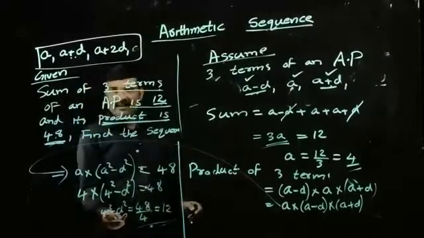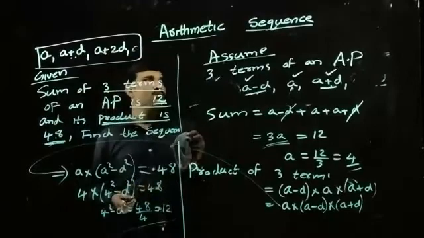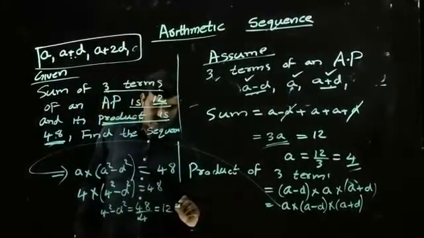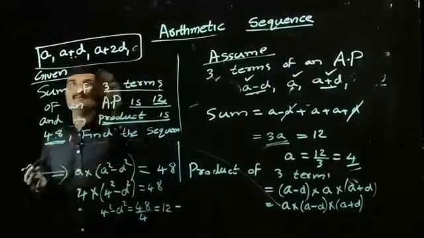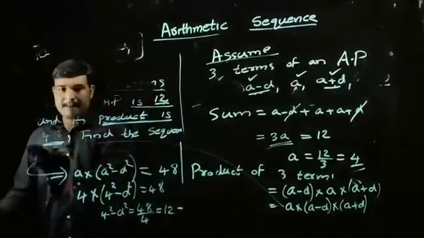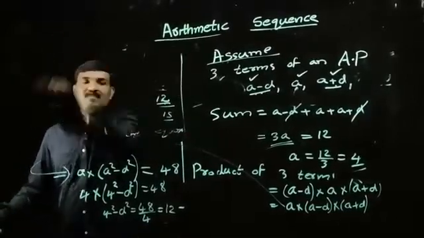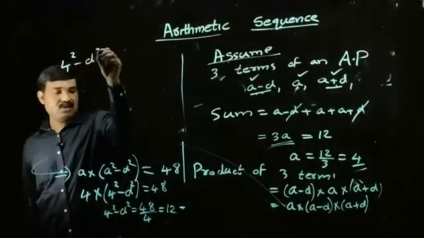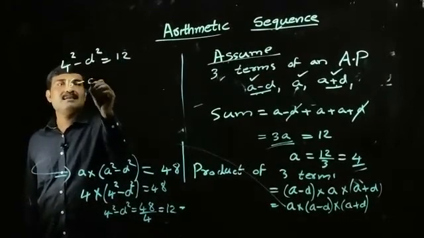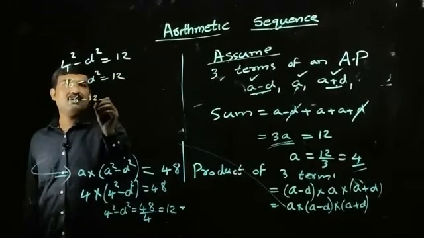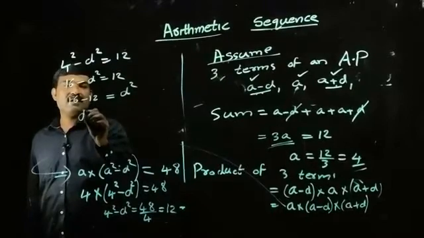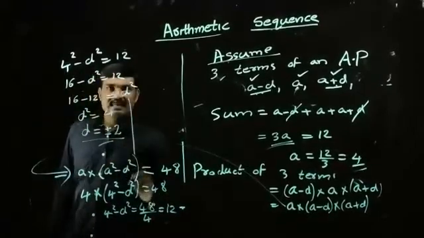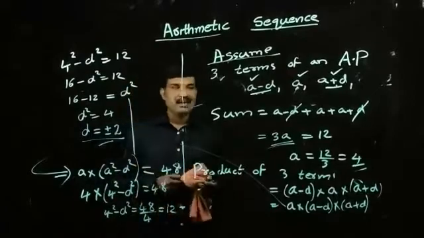So from here we can determine the value of d. This implies, I'm writing this here. We can write 4 square minus d square is equal to 12, or 16 minus d square is equal to 12, or 16 minus 12, with d square taken to the RHS, d square is equal to 4, or d is equal to plus or minus 2. So d is either plus 2 or minus 2, and we also obtained the value of a.